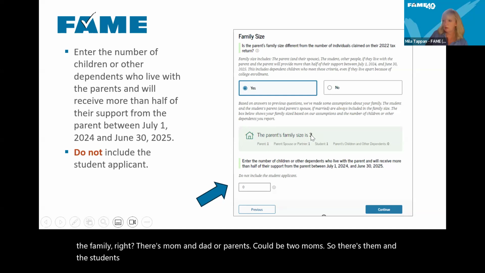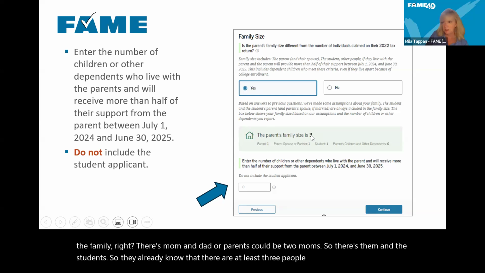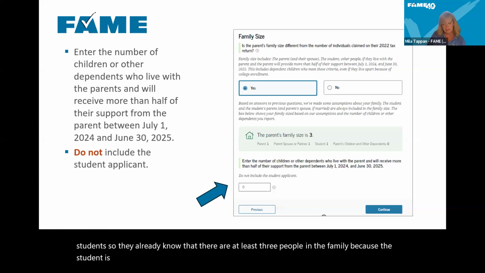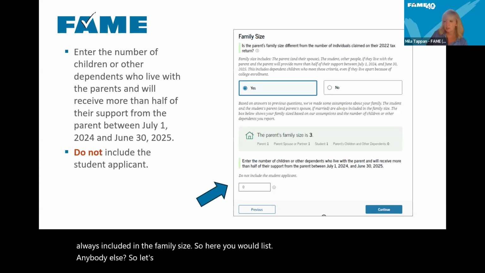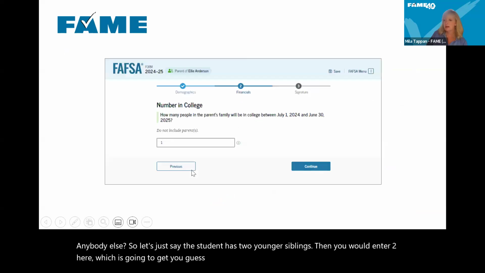So they already know that there are at least 3 people in the family because the student is always included in the family size, even if they don't live at home. They're always included in the family size. So here you would list anybody else. So let's just say the student has 2 younger siblings, then you would enter 2 here, which is going to get you, guess what? A family size of 5. Okay, and it will update automatically.